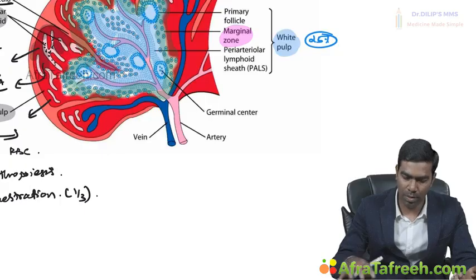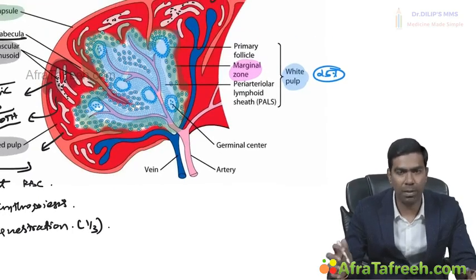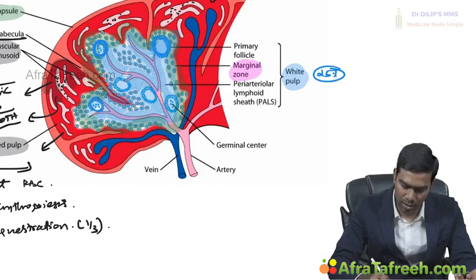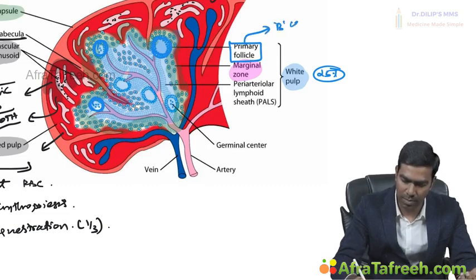And let us see the white pulp. What are the things that white pulp contains? White pulp typically contains, you can see the central ones, these are actually the follicles. We can see the primary follicles. These primary follicles are the ones which contain the B cells.